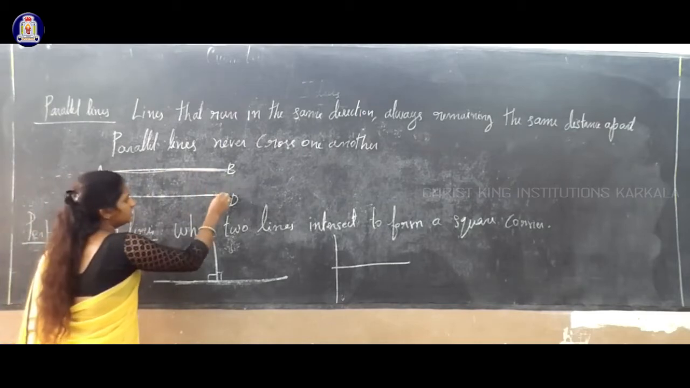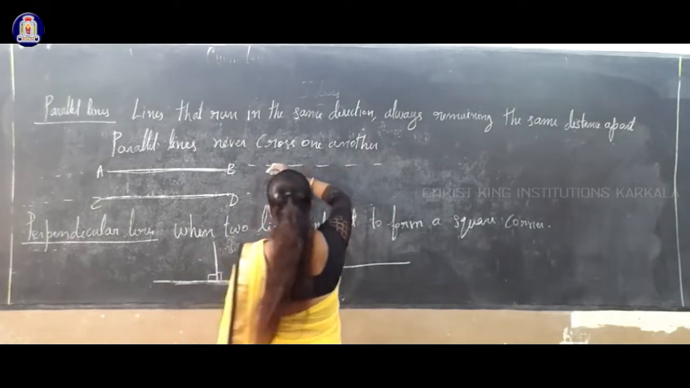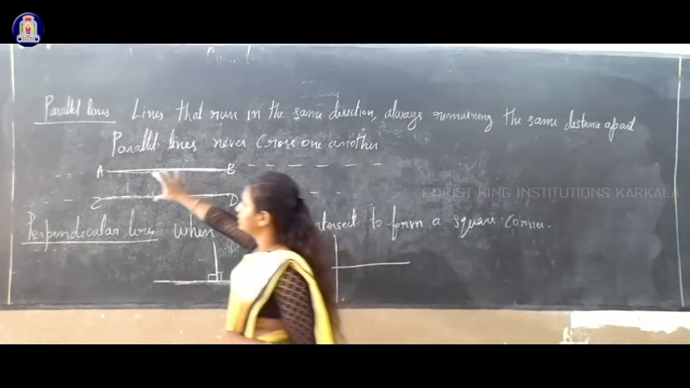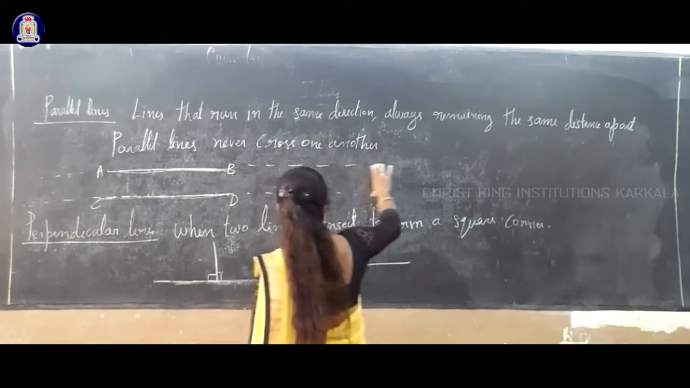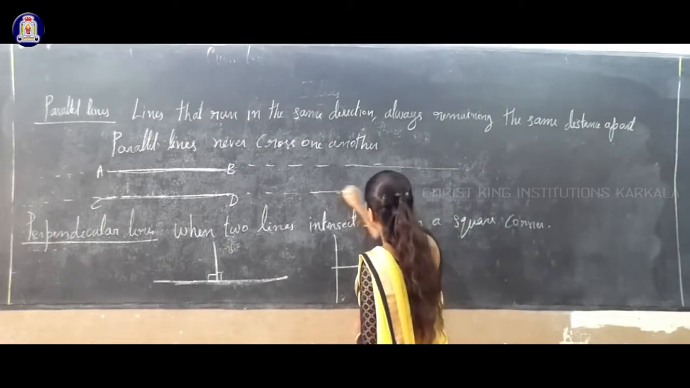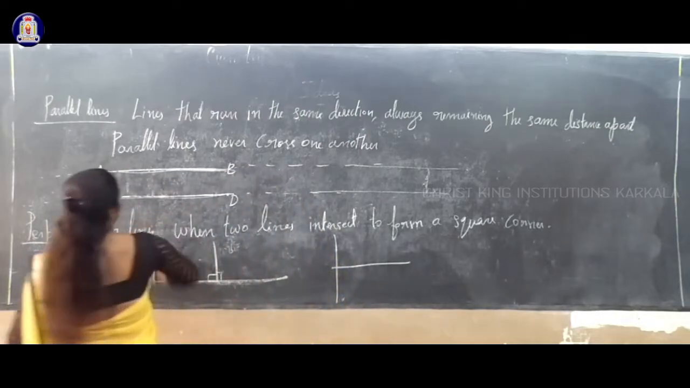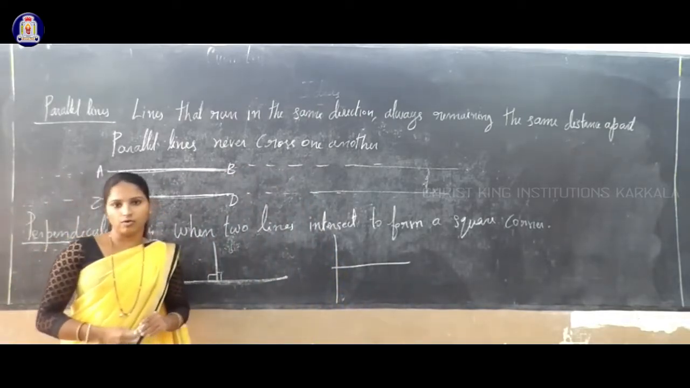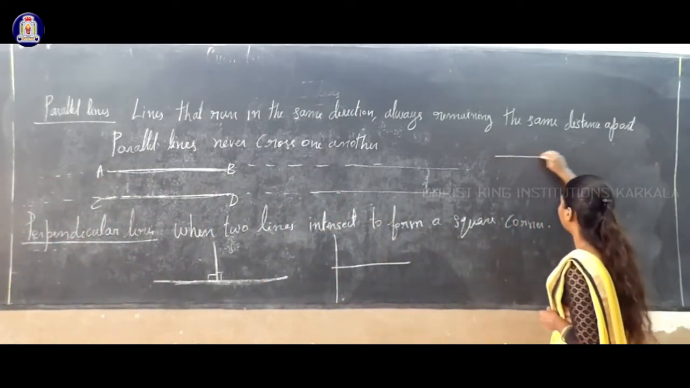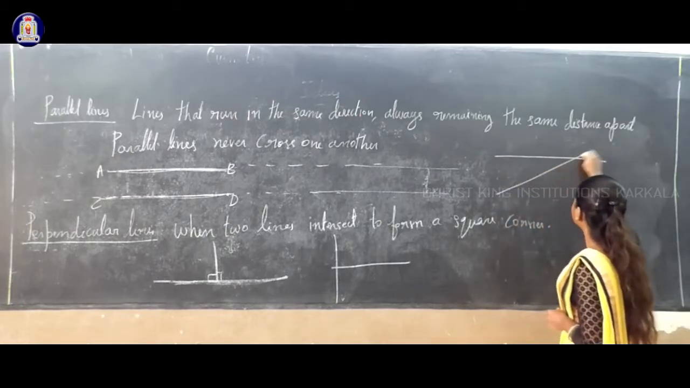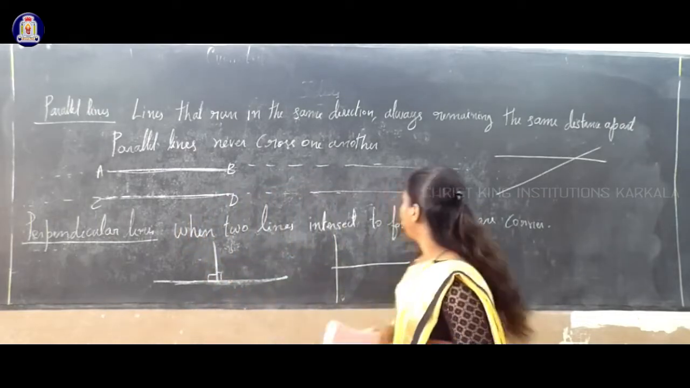So if you extend AB and CD continuously, the distance should remain the same. For example, if the distance between A and C is 2 centimeters, then after extending the lines, the distance at the end should also be 2 centimeters. Clear? So parallel lines never cross one another. If I draw a straight line and another line like this, is it parallel? No. This is intersecting lines, not parallel lines.